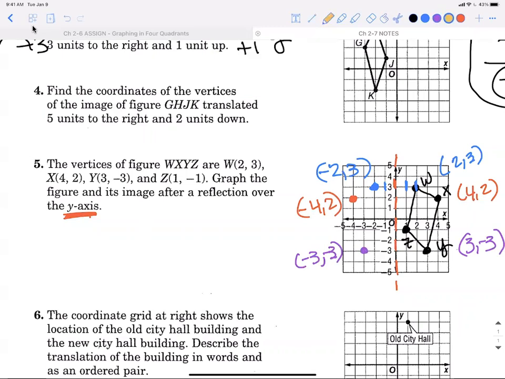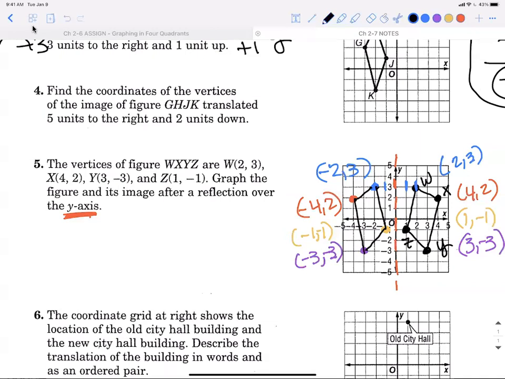And last we have Z, and Z was 1, -1. So when I reflect it, remember when you're reflecting over the Y, your Y doesn't change. So only my X. So this is going to change to -1, -1. And then when I plot -1, -1, I get this. And now when I connect all of those, it should look exactly like my other image on the other side, only mirrored. And so if I was to fold this graph along that red dotted line, or my axis of symmetry, if I was to fold my paper over that axis of symmetry, these 2 images should lay right over the top of each other.